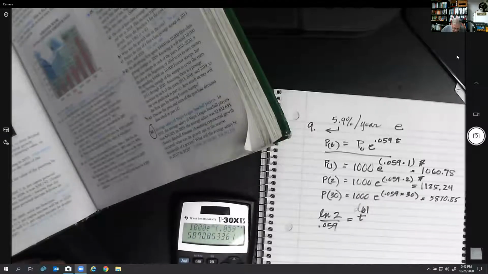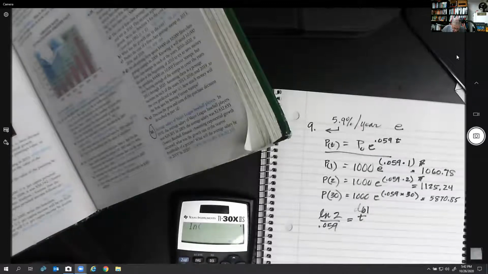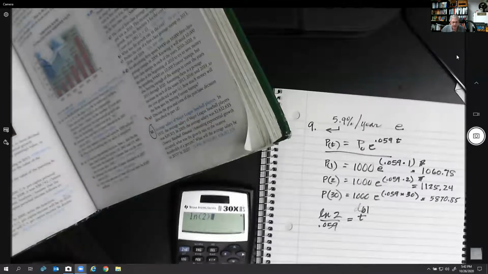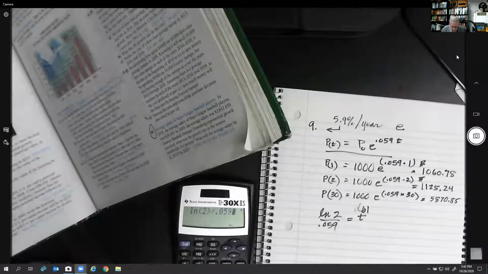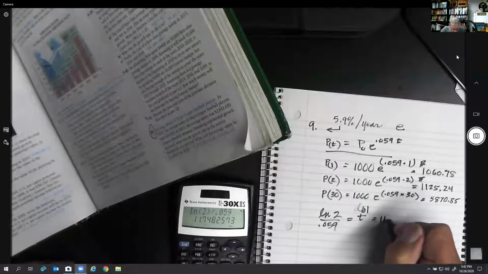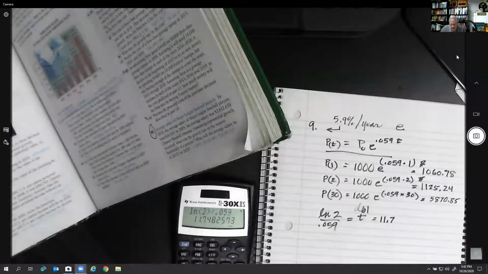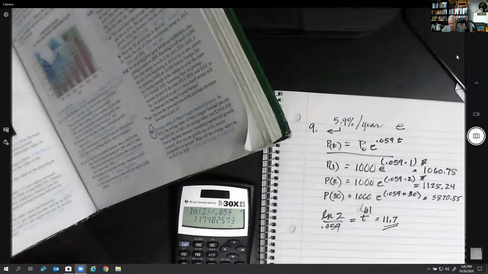So let's try that. Clear this out. ln2 in parentheses, divided by 0.059. It takes about 11.7 years, almost 12 years, for your investment to double. That's why it took so long here. The higher the rate of interest, the quicker it's going to take to double. So that's what doubling time means.